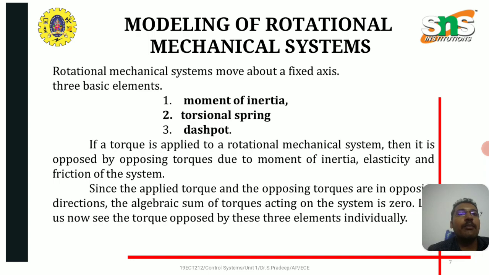If a torque is applied to a rotational mechanical system, then it is opposed by opposing torques due to moment of inertia, elasticity and friction of the system. Since the applied torque and the opposing torques are in opposite directions, the algebraic sum of torques acting on the system is zero. Let us now see the torque opposed by these three elements individually.